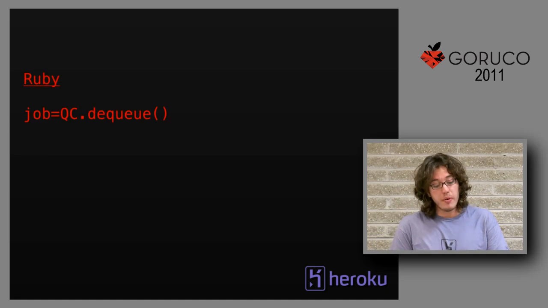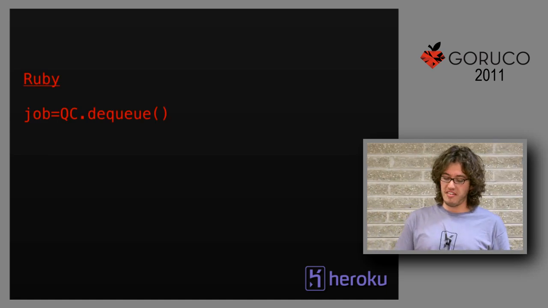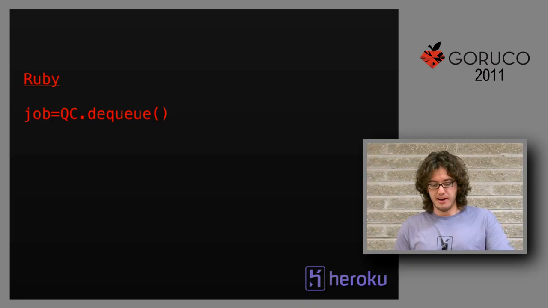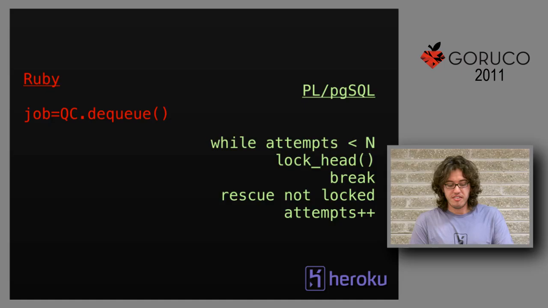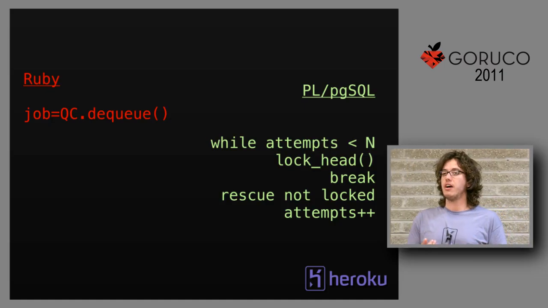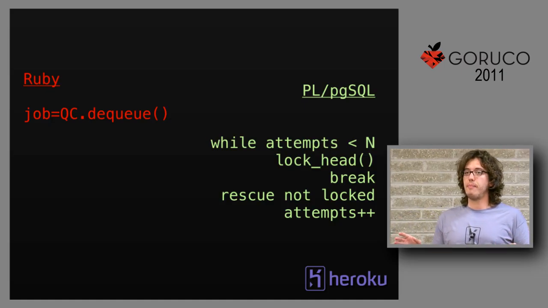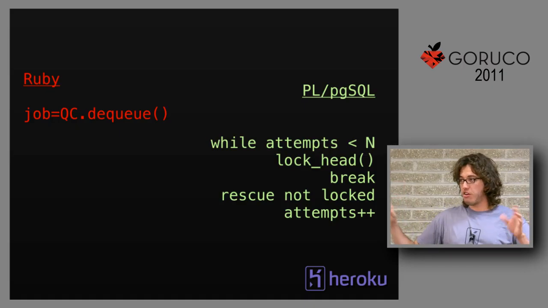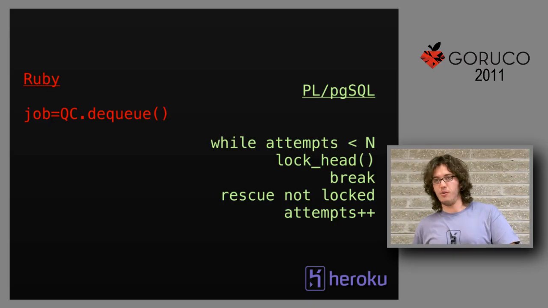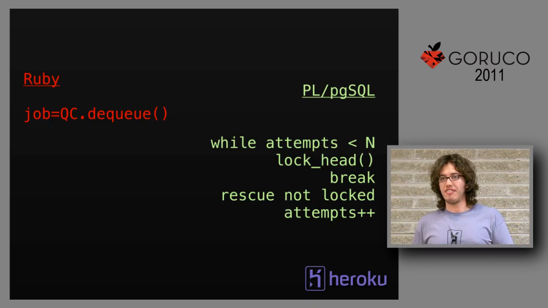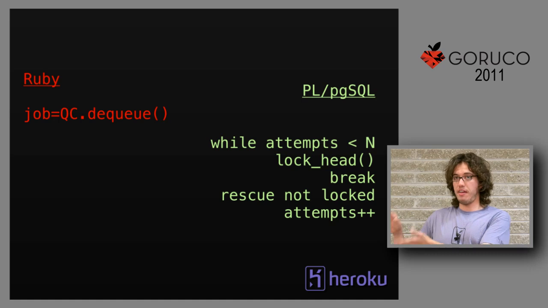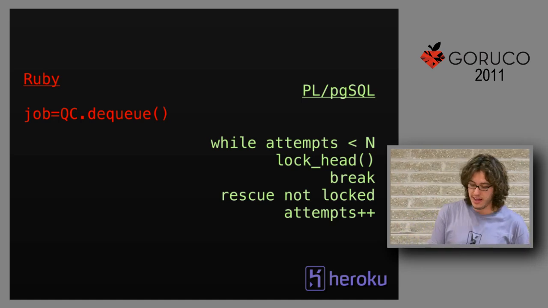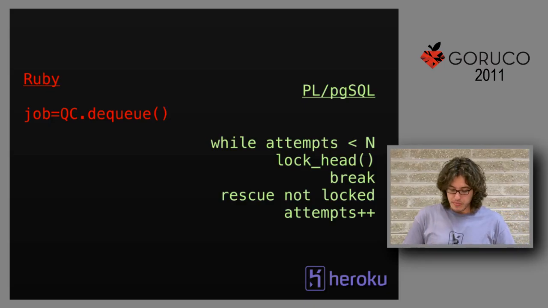In our Ruby code, I use syntax like this. I say a job is equal to a DQ on my queue. That will take a Postgres connection, and I want you to consider that this Ruby code and this PL/pgSQL are probably on different machines, and they could be on different networks. So when I call DQ, I'm basically issuing a select statement. I'm saying select lock head. I'm calling that lock head function, so I'm sending that message to a database server.